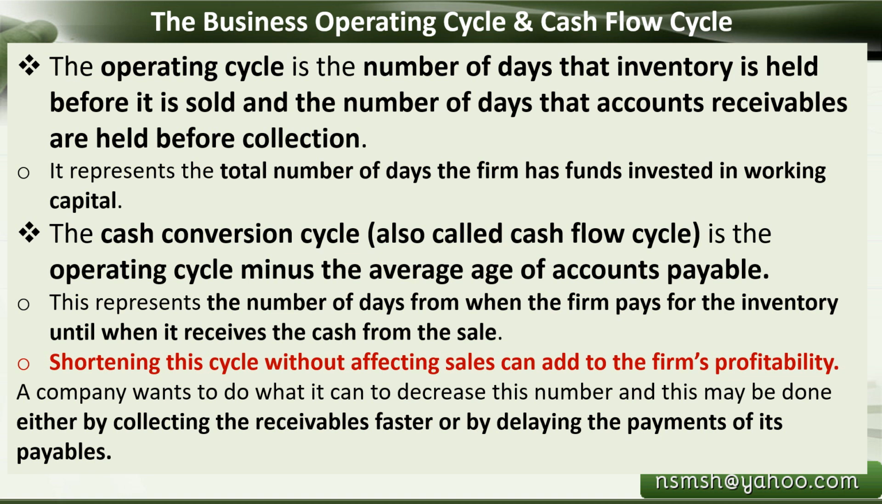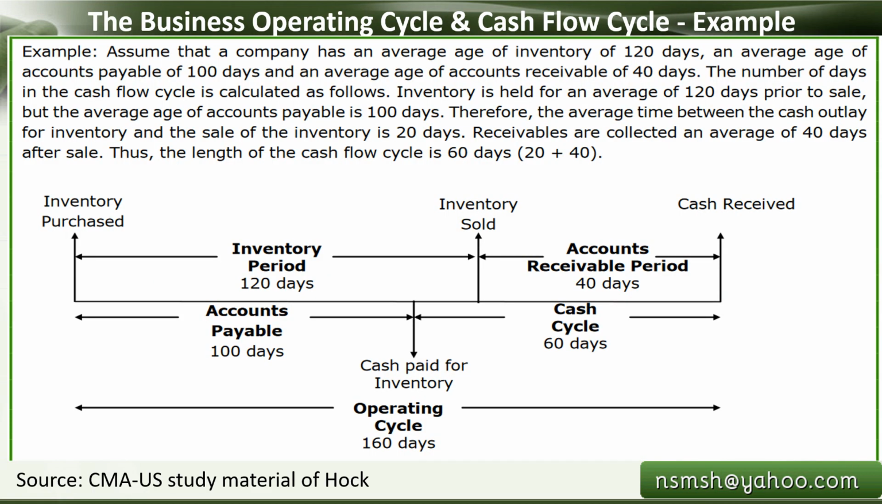Anyway, we will look at the different ways of doing both of these in this part of this lecture. This is an example of business operating cycle and cash flow cycle. So in this example, assume that a company has an average age of inventory of 120 days, an average age of accounts payable of 100 days, and an average age of accounts receivable of 40 days.